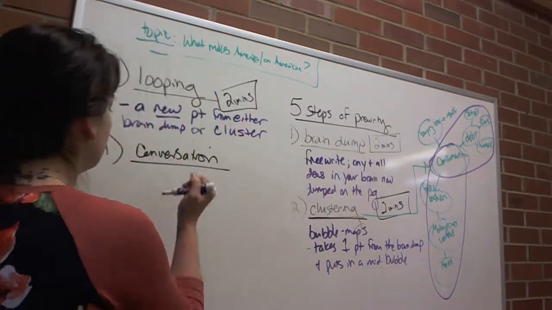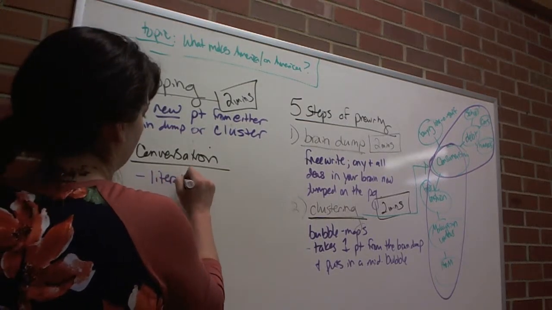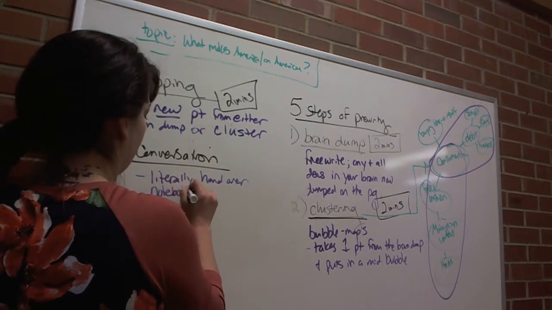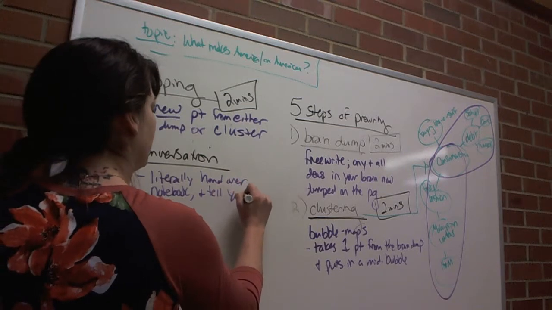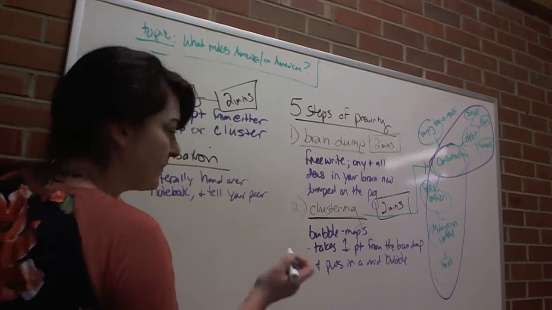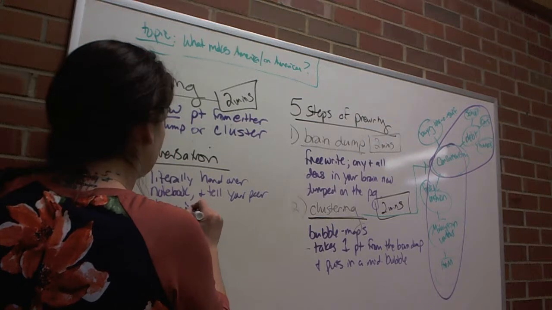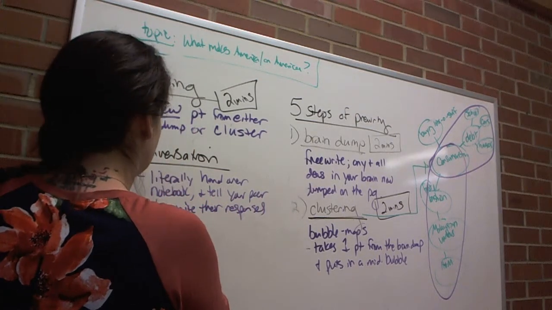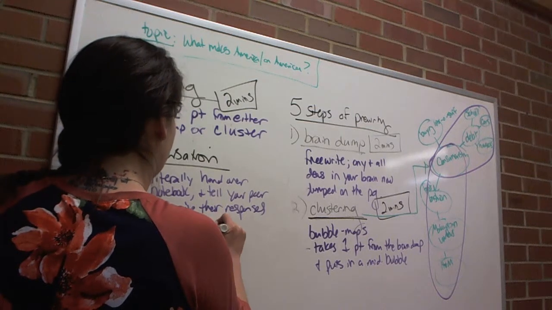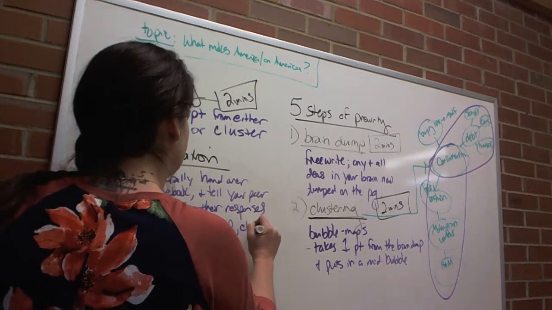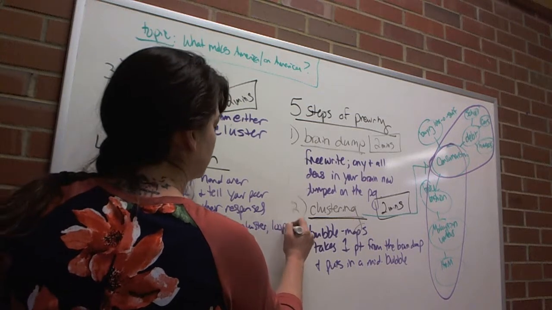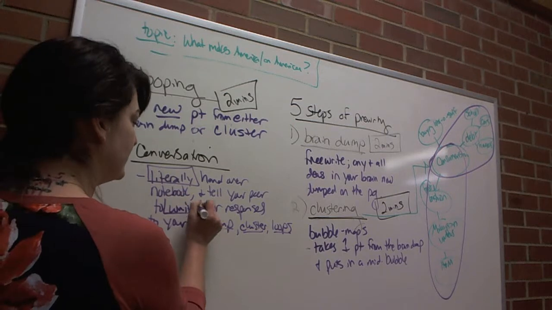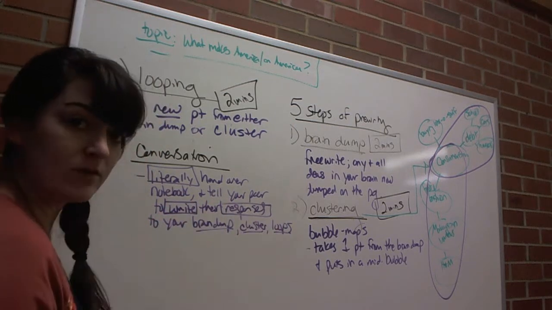So you literally hand them their notebooks. Hand over notebook. And tell your peer or family member, whoever that person is, to write their responses to your brain dump, cluster, and loops. So they literally write their responses. You guys see that?